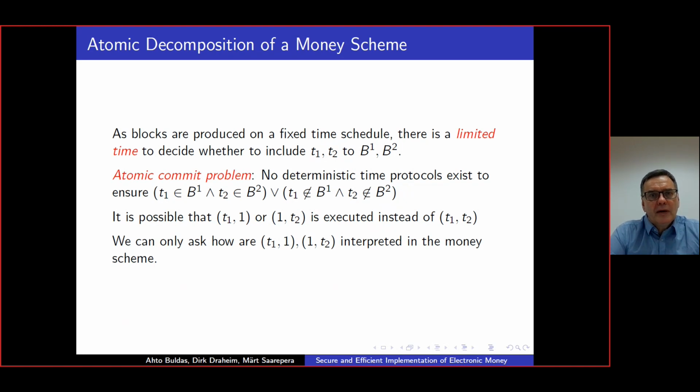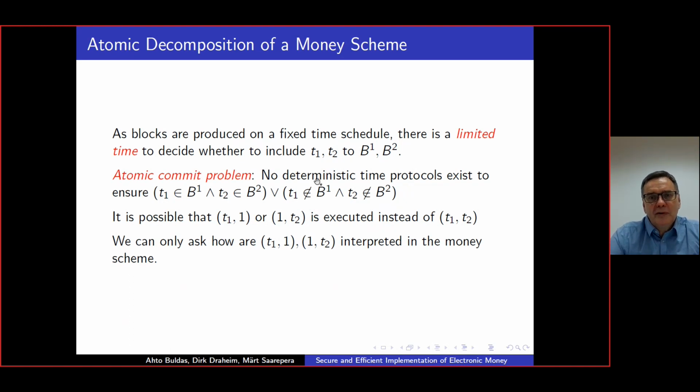So if we want to decompose a money scheme, an important notion is atomic decomposition. And if we want to represent or implement a money scheme as a sharded blockchain, we have to keep in mind the restrictions that blocks are produced on a fixed time schedule. And there is a limited time to decide whether to include certain transactions in the blocks or not. And we know a famous impossibility. It is called the atomic commit problem, also sometimes called the two generals problem.